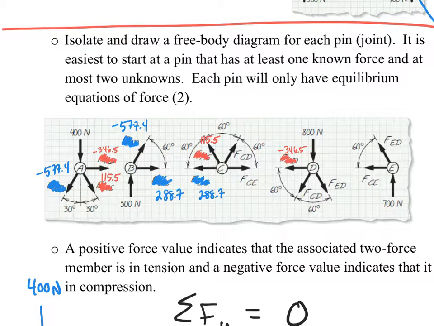So if you choose node D to solve, FCD and FED are going to show up in both the x and y directions. Therefore, you'd have to solve 2 equations with 2 unknowns, which is a system. There's no need to solve a system when you can use these instead. Look at this one. FCE is in the x only. So that makes it easy. We can solve for the y instead first. So I'll choose node E actually. Let's choose node E on the far right.